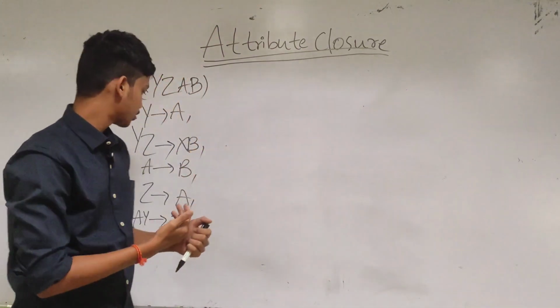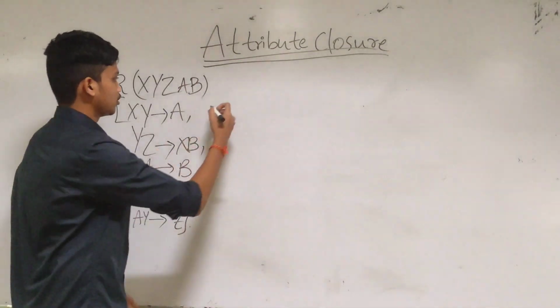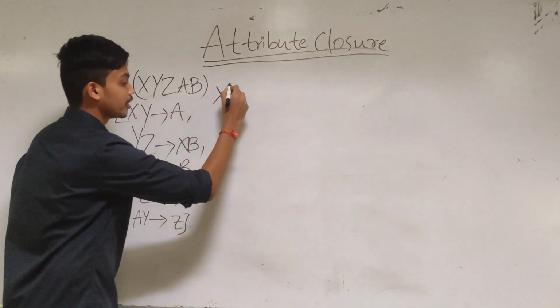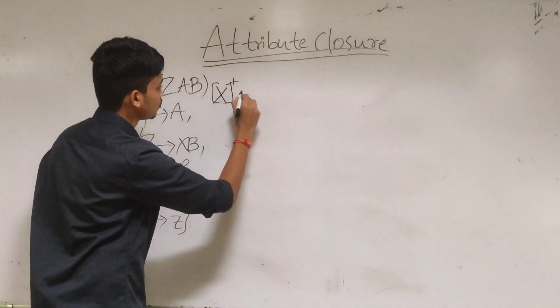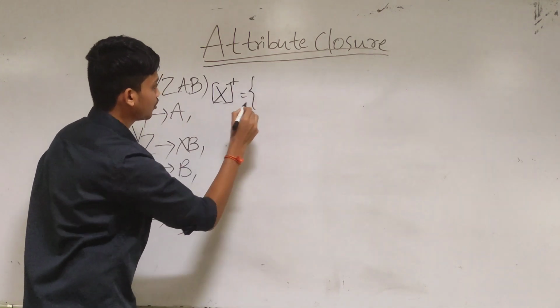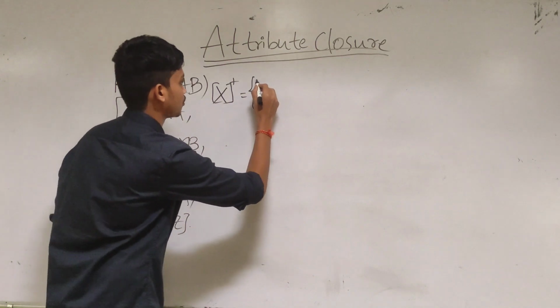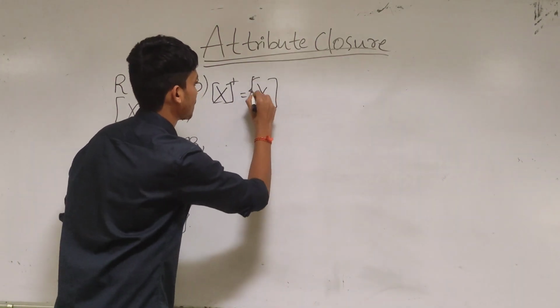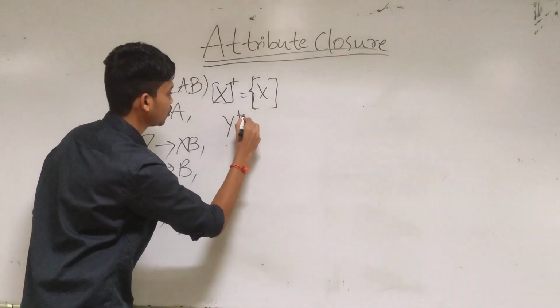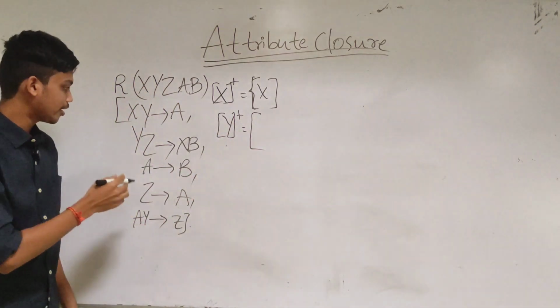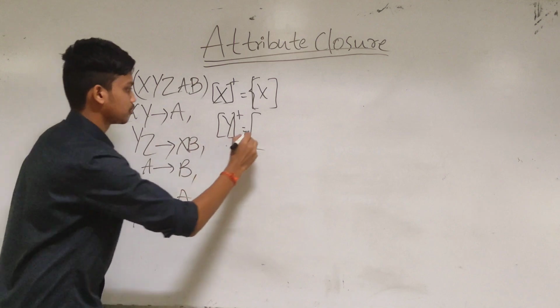Now this is another question on the same concept. You can see the question here. First let us do the X closure. What can we get from the X closure? Simply X. Now let us do the Y closure. What can we get from the Y closure here? Simply Y.